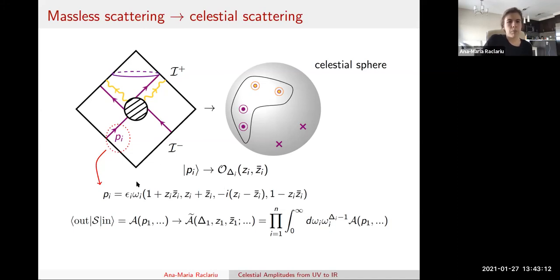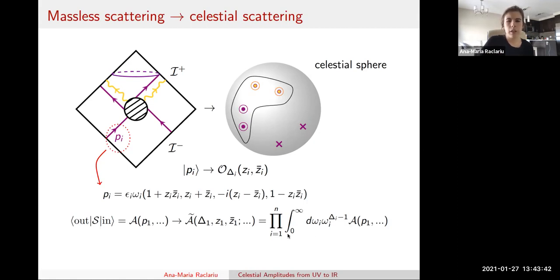However, in general, these amplitudes are also labeled by n energies. So what do we do about these energies? We'd rather have them be traded for some kind of scaling dimensions, just in analogy with conformal field theory, where we have correlation functions with operators being labeled by a point on the sphere and some kind of scaling dimension.